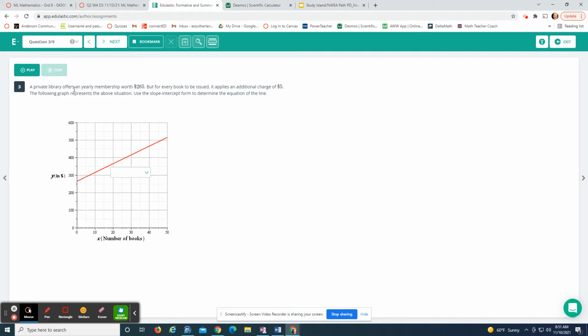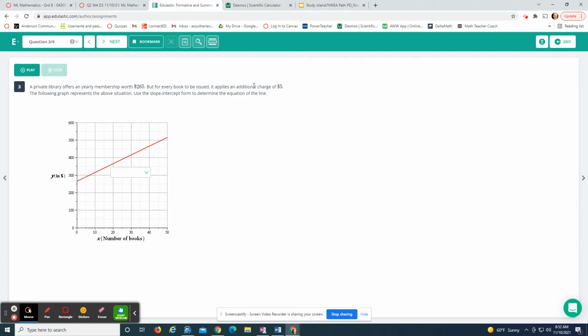Now this one here is an interesting problem. It says a private library offers a yearly membership worth $265. But for every book to be issued, it applies an additional $5 charge. The following graph represents the above situation. Use the slope-intercept form to determine the equation of the line. Now listen, the graph's really hard to read because it's spaced out and it doesn't cross in any of the corners. So what you can use is the words up here.